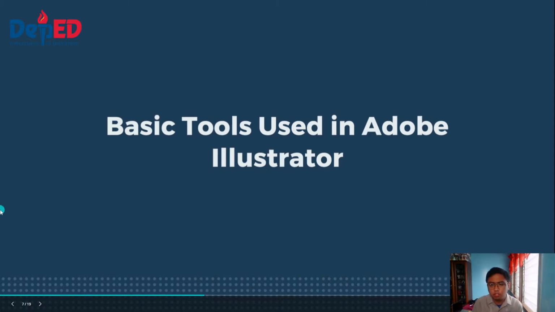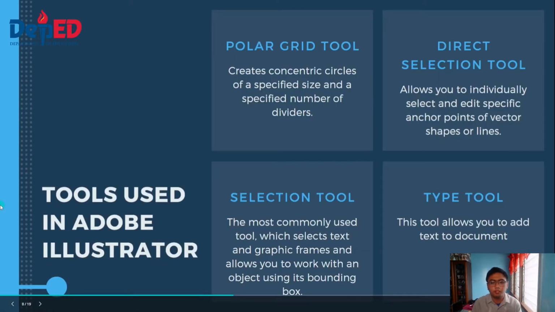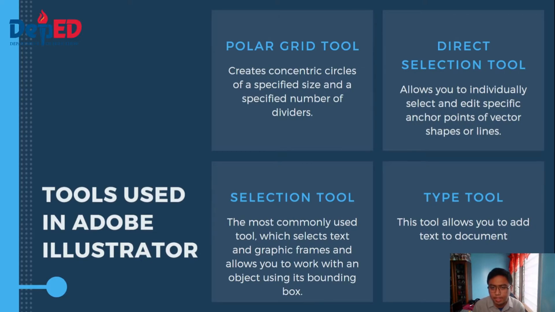So, basic tools used in Adobe Illustrator. Later I'll show it to you. For the walkthrough, first we have the Polar Grid tool, which creates concentric circles of a specific size and a specified number of dividers. The Direct Selection tool allows you to individually select and edit specific anchor points of vector shapes or lines.